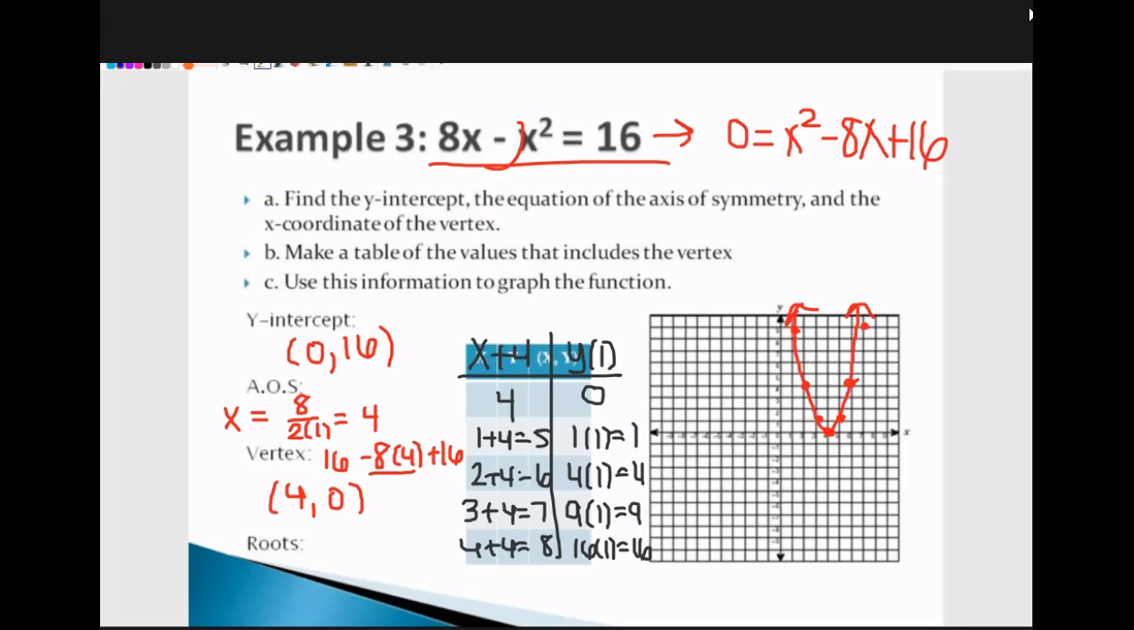So how many times does that graph hit the x-axis? It hits it once at 4. So this is a case of one solution because the vertex is on the x-axis.